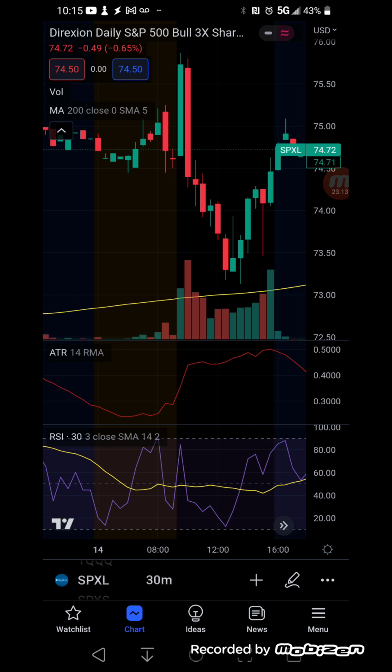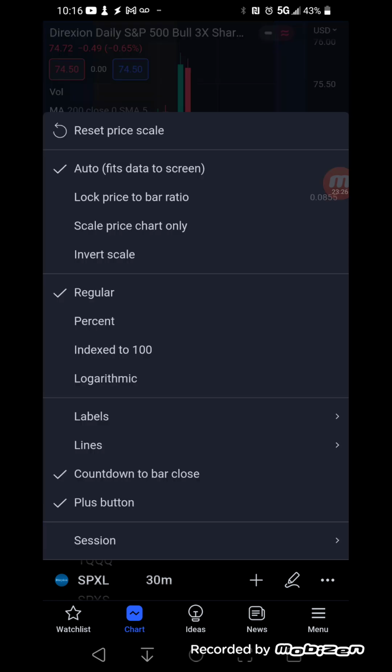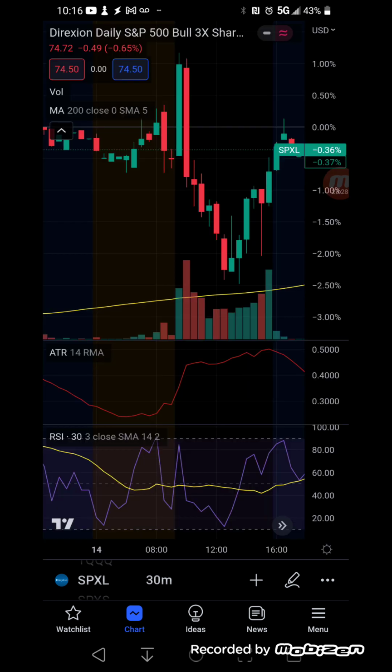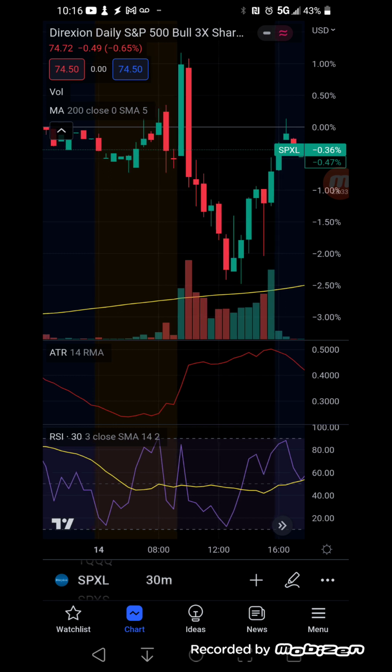You see that the price is 75, 50, 75, 74. Let's change it to percent. That way I can explain things better. So you click here and you change the percent. Now this is great, because this shows you that this chart went from -2.5 to 1%. That means there is a change of 3.5% total.